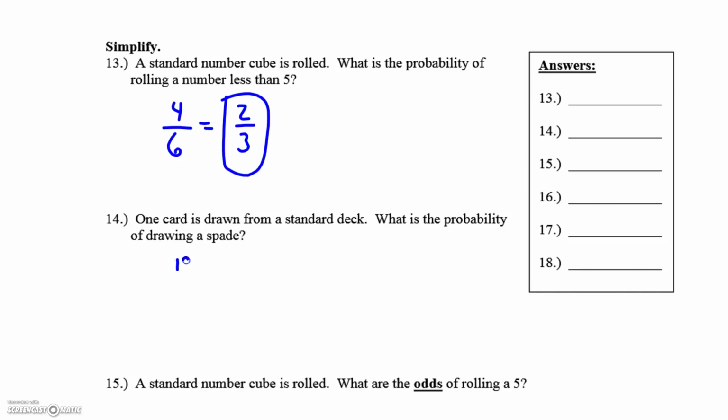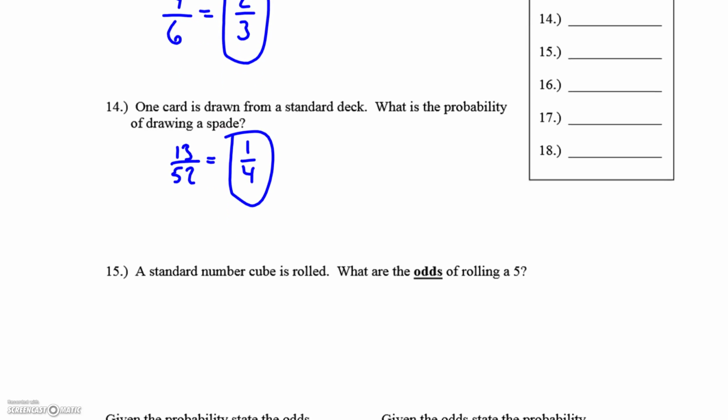Well, in terms of spades, there are 13 spades over a total of 52 cards. So that's just going to be a 1/4. All right. The next one says a standard number cube is rolled. What are the odds of rolling a 5?